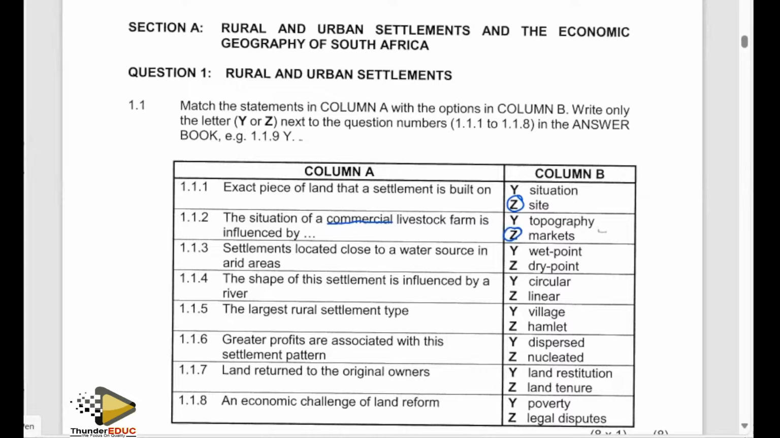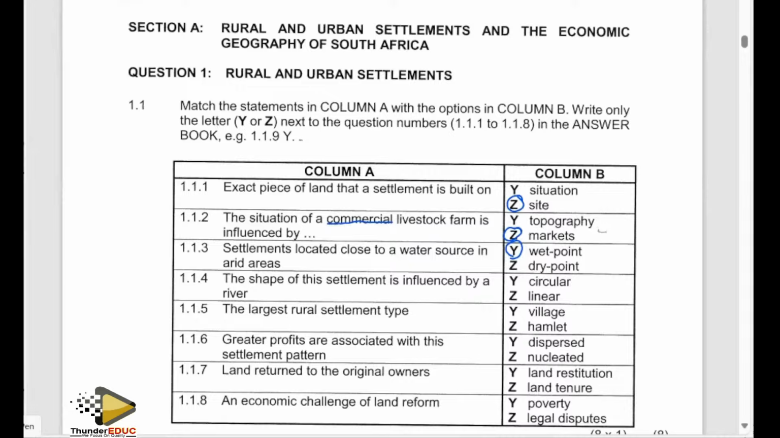Settlements located close to a water source in arid areas. For example, in the desert areas, you find that settlements are established on the oasis, which is the source of water. What kind of settlement is that? Remember, we classify settlements in relationship to water. We have a wet point and a dry point settlement. So in this instance, the correct response is a wet point settlement. The reason for the establishment is to access water because the area is arid or dry.